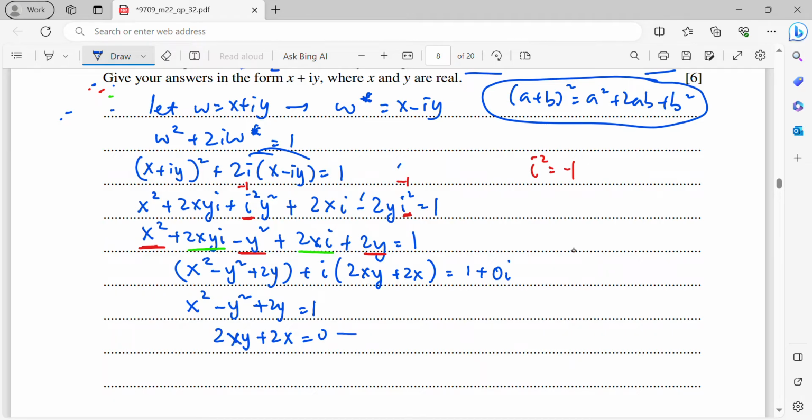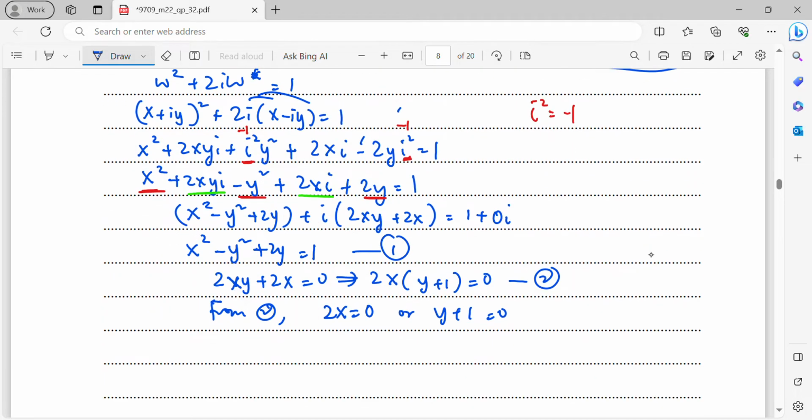So now I let this be the first equation. For the second equation, I will factorize the 2x. Which means from the second equation, multiplication of two terms is 0 means that either the first term is 0 or the second term is 0. So when the first term equals 0, my x is exactly 0. The second term equals 0, my y is minus 1. Okay, so now I will substitute both values into the first equation.